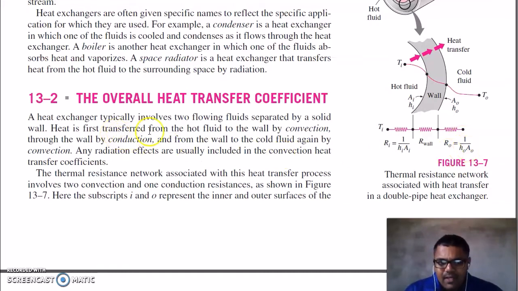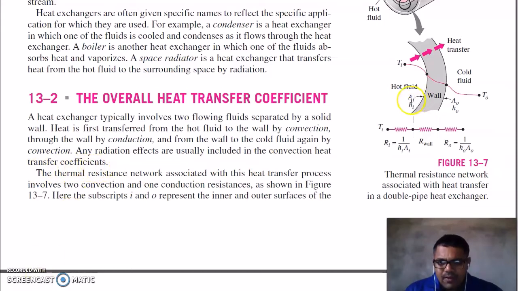A typical heat exchanger involves two flowing fluids separated by a solid wall. Heat is first transferred from the hot fluid to the wall by convection, through the wall by conduction, and from the wall to the cold fluid again by convection. Any radiation effects are usually included in the convection heat transfer coefficients.